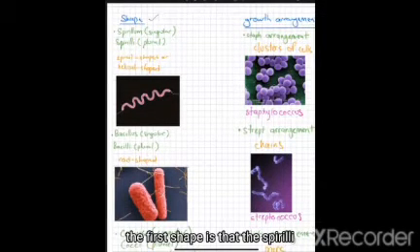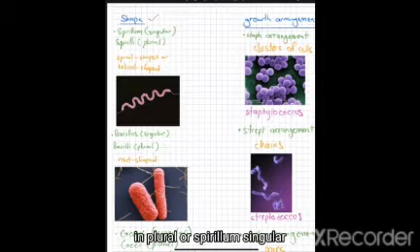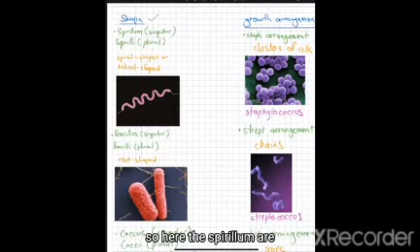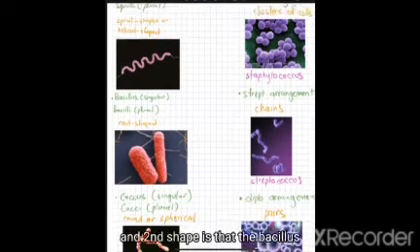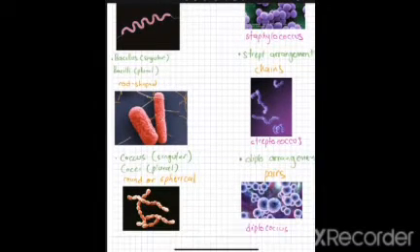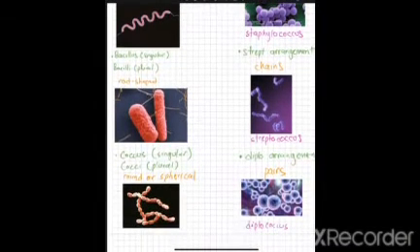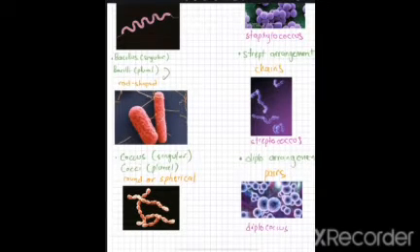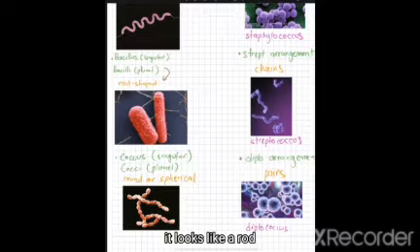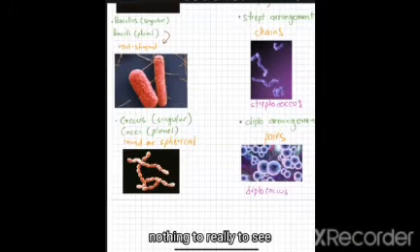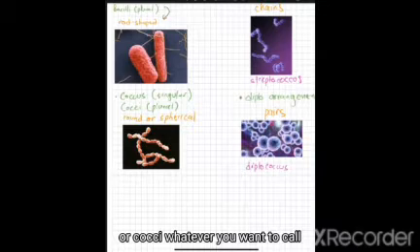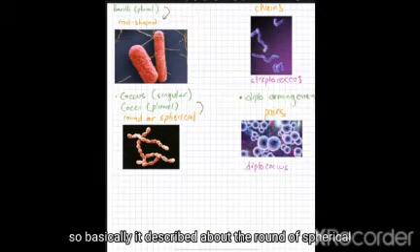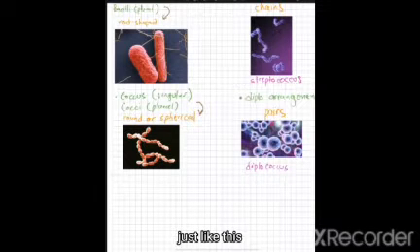The first shape is the spirili in plural or spirillum singular. So here the spirillum describes the spiral shape or helical shape. And the second shape is the bacillus in singular or bacilli in plural. The bacilli describe the rod shape structure, just like this. It looks like a rod, so nothing really to say. The third shape is the coccus in singular or cocci in plural. Basically it describes the round or spherical shape, just like this.